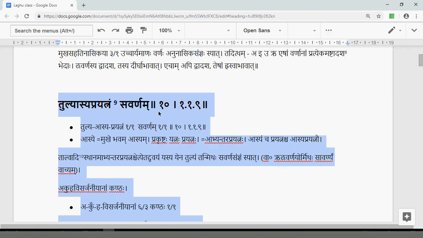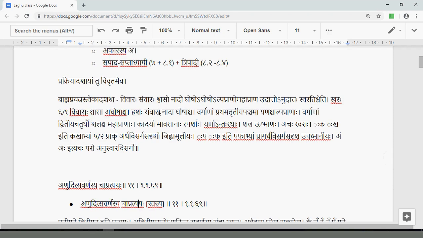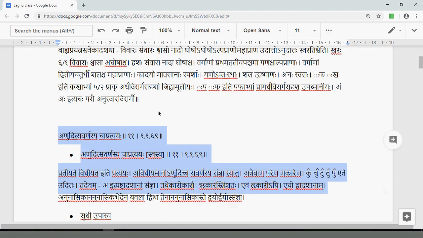So we can look up the chart. Either we know the sutras, or we look up the chart, or we know by learning the language itself that this is how the replacement works in sandhi, especially in sandhi karya. We look at the next sutra tomorrow, and then we'll hopefully speed up.